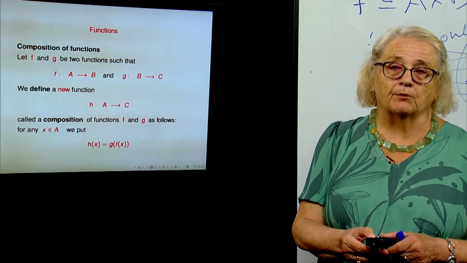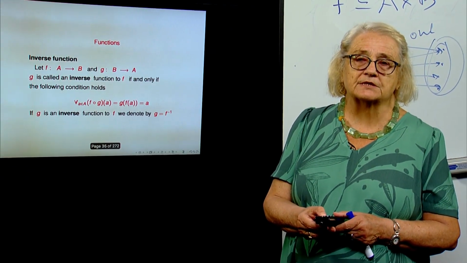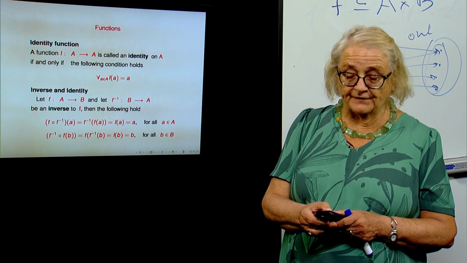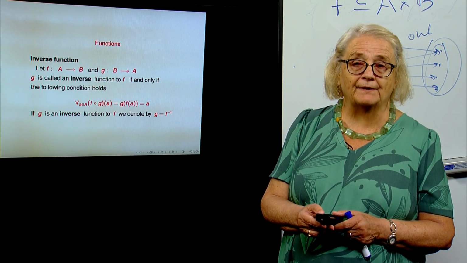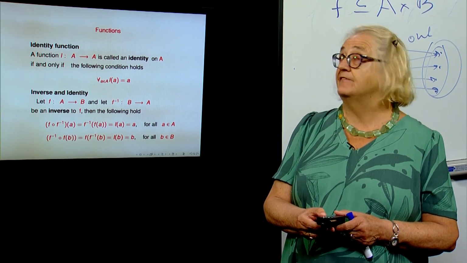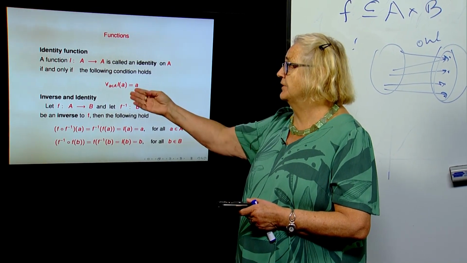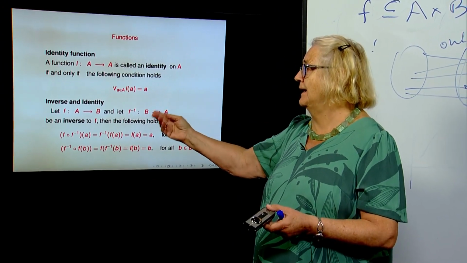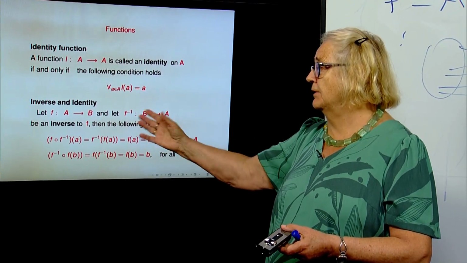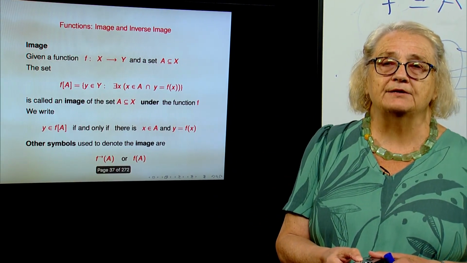And then you have composition of functions, notations, and so on. So everything is there. Inverse function, which is also important. What does it mean when an inverse function exists? Identity function. And of course, the identity is e_A(a) = a. And you have a connection between inverse and identity.